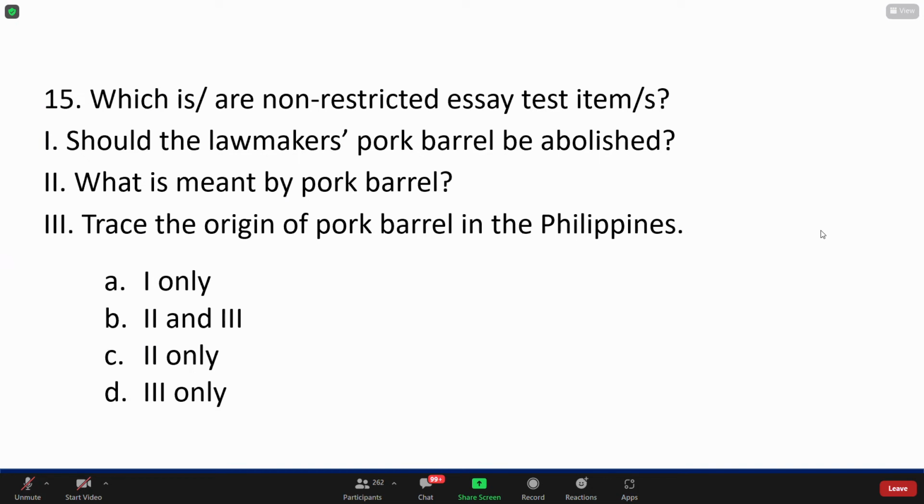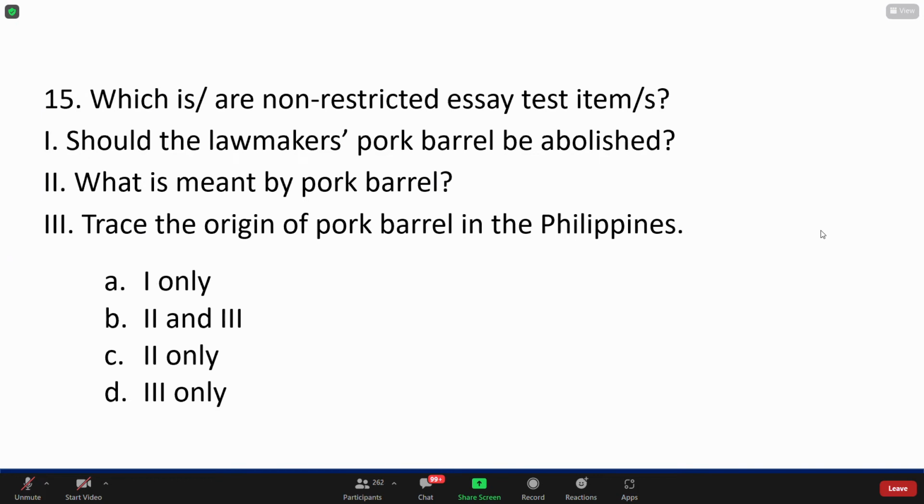Number 15, which is our non-restricted essay test items? 1. Should the lawmaker's pork barrel be abolished? 2. What is meant by pork barrel? 3. Trace the origin of pork barrel in the Philippines. My answer is letter A po, sir.